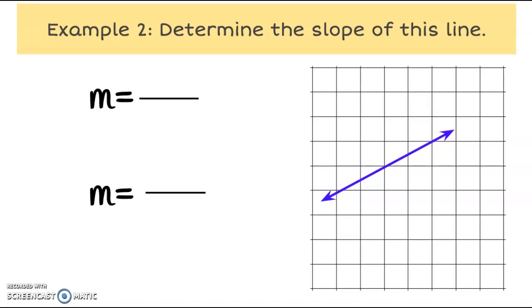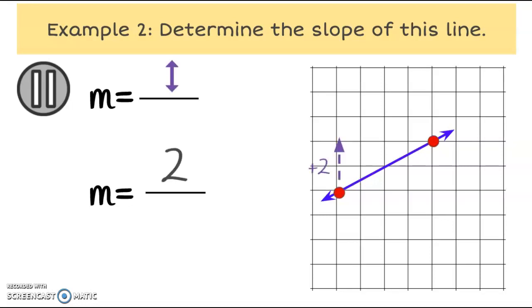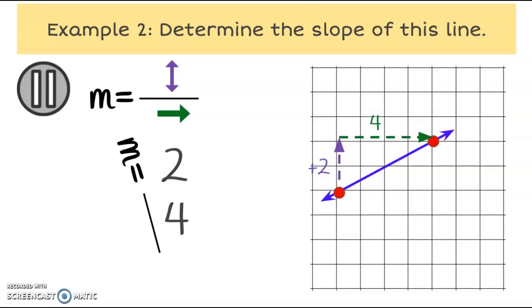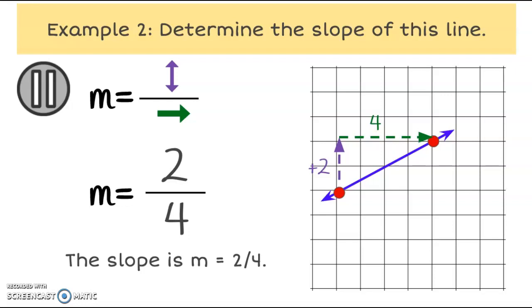Now it's your turn to try this example. Pause the video and determine the slope of this line. Now let's see how you did. We can identify our points to use, and starting on the left, we count up positive 2, then we count right 4. So the slope is M equals 2 over 4.